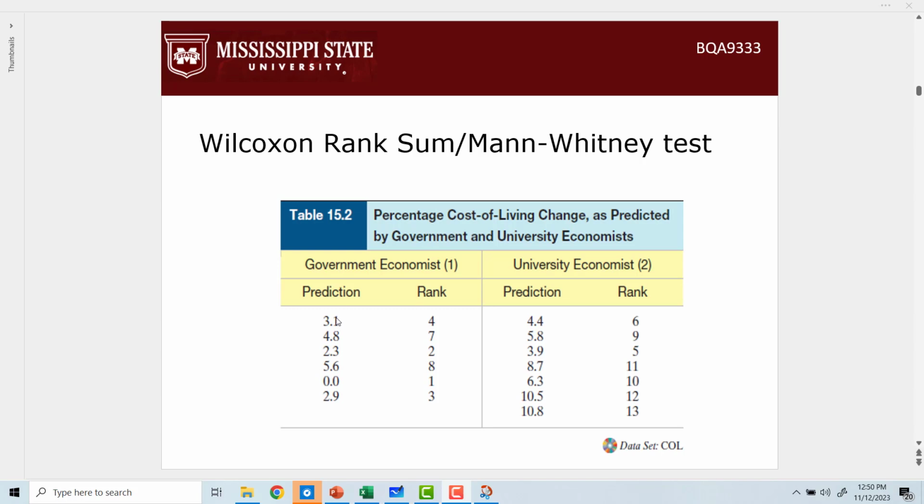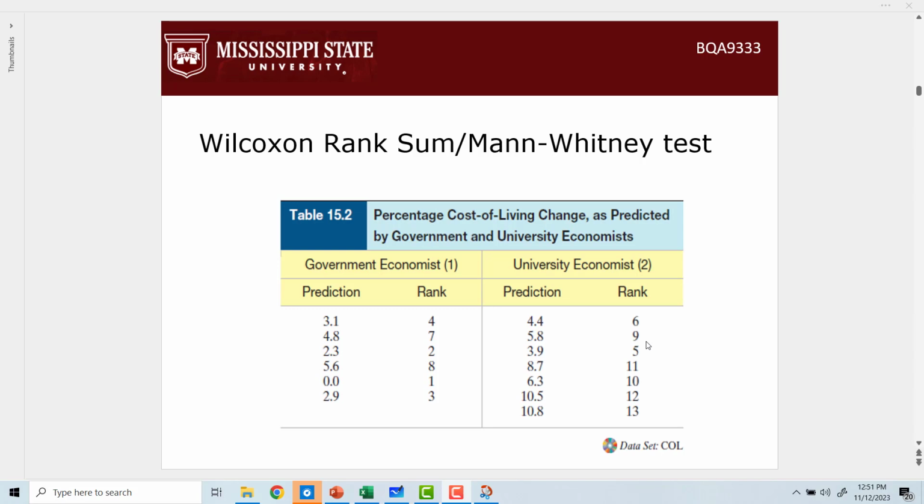And we're going to be ranking these predictions. Now note the ranking is across both sets of predictions. We can see here that rank 1 is the prediction of 0, rank 2 is the prediction of 2.3%, 3 is 2.9%, 4 is 3.1%, and then we go over to the university economists and rank 5 is 3.9%. And then we carry on until everything's ranked.